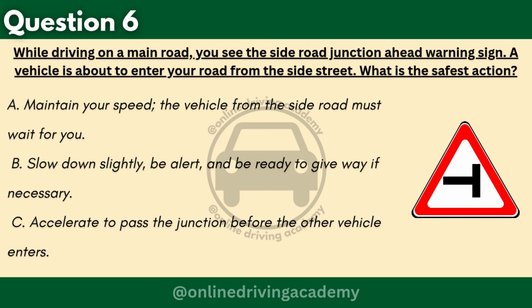So again, the same rule is going to apply. You need to slow down, you need to be alert, and you need to be ready to give way if it's necessary. Therefore, option B is going to be the correct answer, right? You cannot maintain your speed. Remember, option A and option C tell us to maintain your speed or accelerate. If you are going to maintain your speed or accelerate and the vehicle from the side road that's going to be entering your road suddenly comes into your way, you are going to knock them, right? Therefore, option B would be the correct answer.